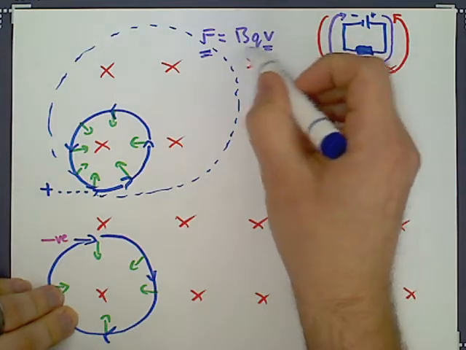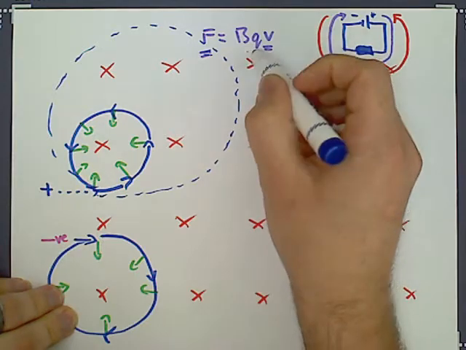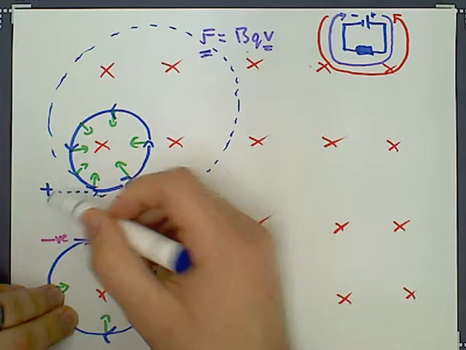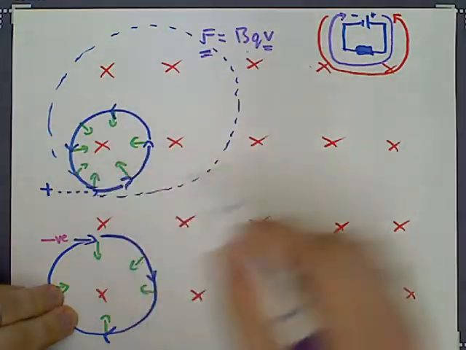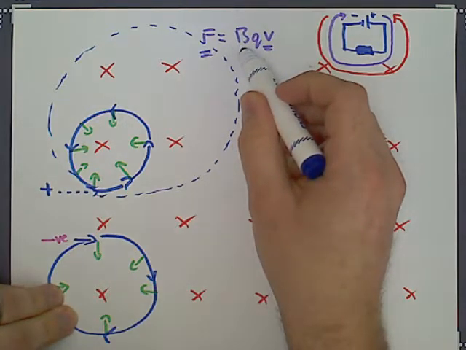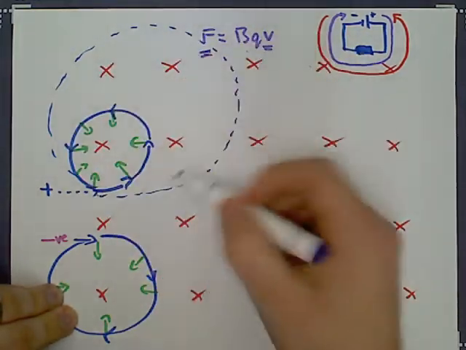What about if we change these values? Well, we will observe a very similar thing. If we decrease the charge, so if we used a smaller charge in this case, then we would expect a lesser force and hence a bigger circle. If we decreased the magnetic field strength, we would also experience a greater size circle.